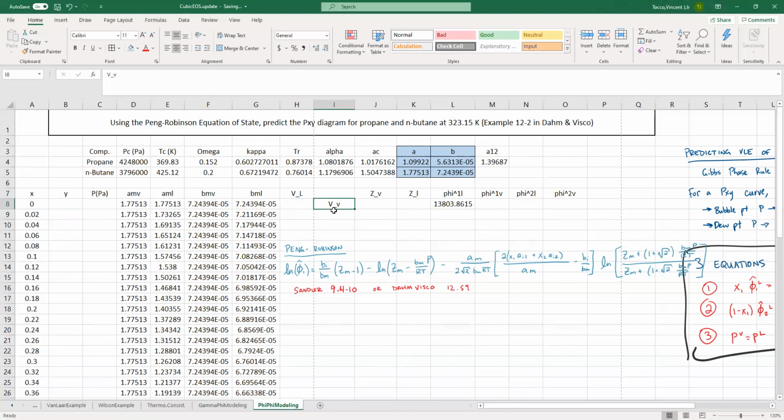I need to rewire, oh, but I've already done liquid vapor first here. All right, I'll keep it. I'm going to do vapor first, then liquid. All right, so vapor first, then liquid. Phi 2 vapor, Phi 2 liquid.